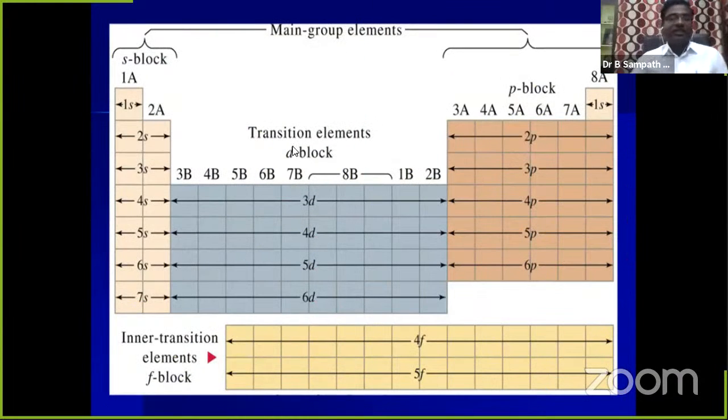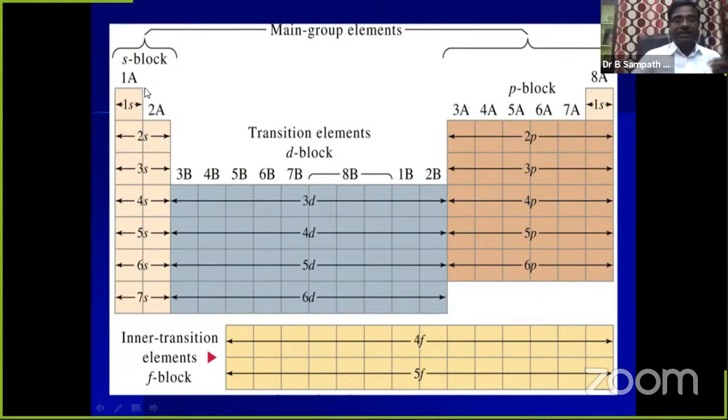See, actually these S block, P block, D block and F block elements are here on the periodic table. Let us see. Here S block elements are towards the left side of the periodic table. Here the first and second group elements are the S block elements, and the P block elements are from the third group to the 8th group, towards the right side of the periodic table.